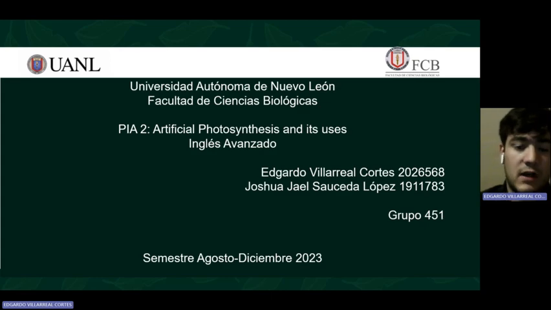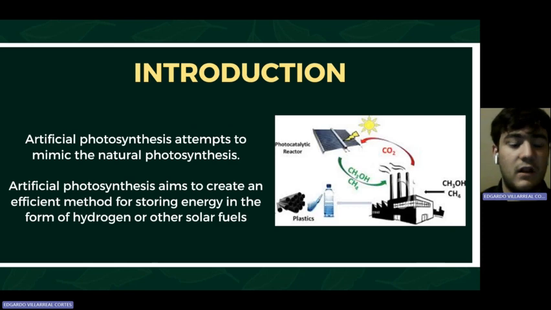My name is Ricardo Real Cortez, and my classmate is Joshua Gael Sauceda Lopez, and we're going to talk about artificial photosynthesis and its uses. Okay, first of all, as an introduction, artificial photosynthesis aims to mimic natural photosynthesis, in which plants use light energy that is converted into chemical energy in the form of glucose. Artificial photosynthesis aims to create an efficient method for storing energy in the form of hydrogen or other solar fuels.